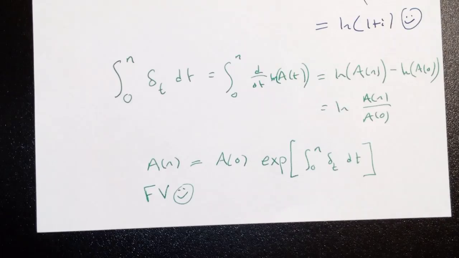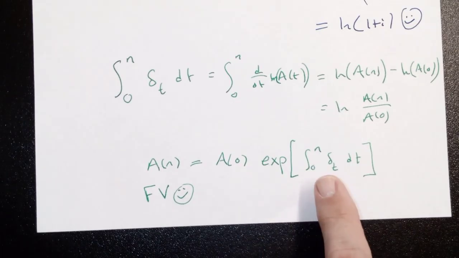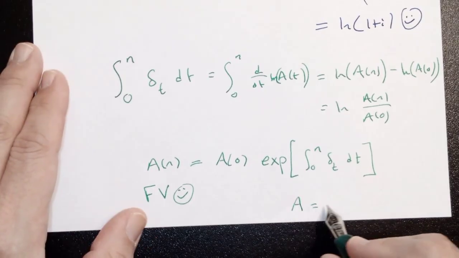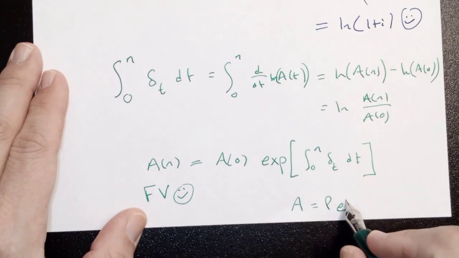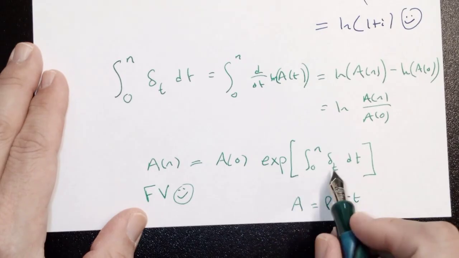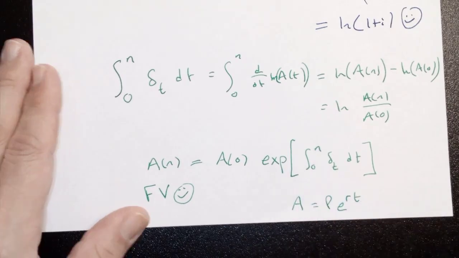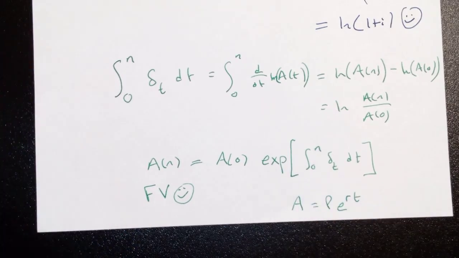Hey, wait a minute. This is my present value, e to the rate times time. Remember we talked about continuous compounding, having a formula that looks like principal, e to the rate times time. Well, here's e to the rate times time. If my rate's a constant, when you integrate, you get rt. This is exactly what continuous compounding should look like.